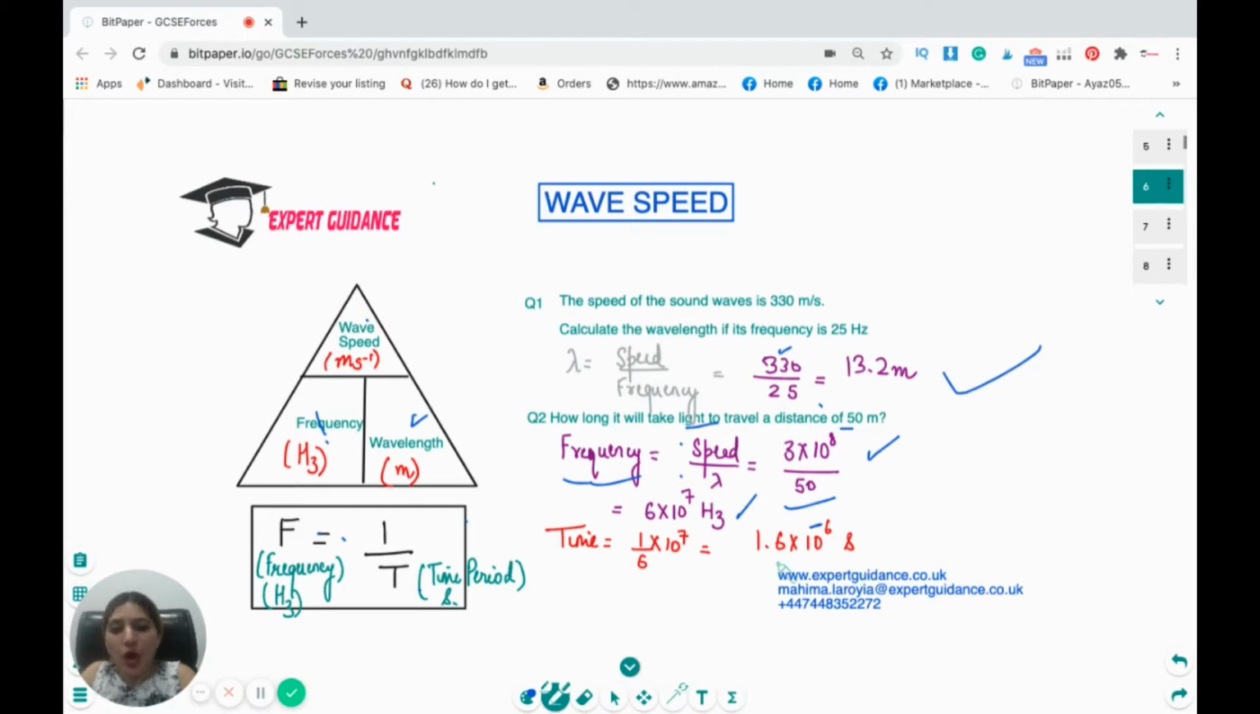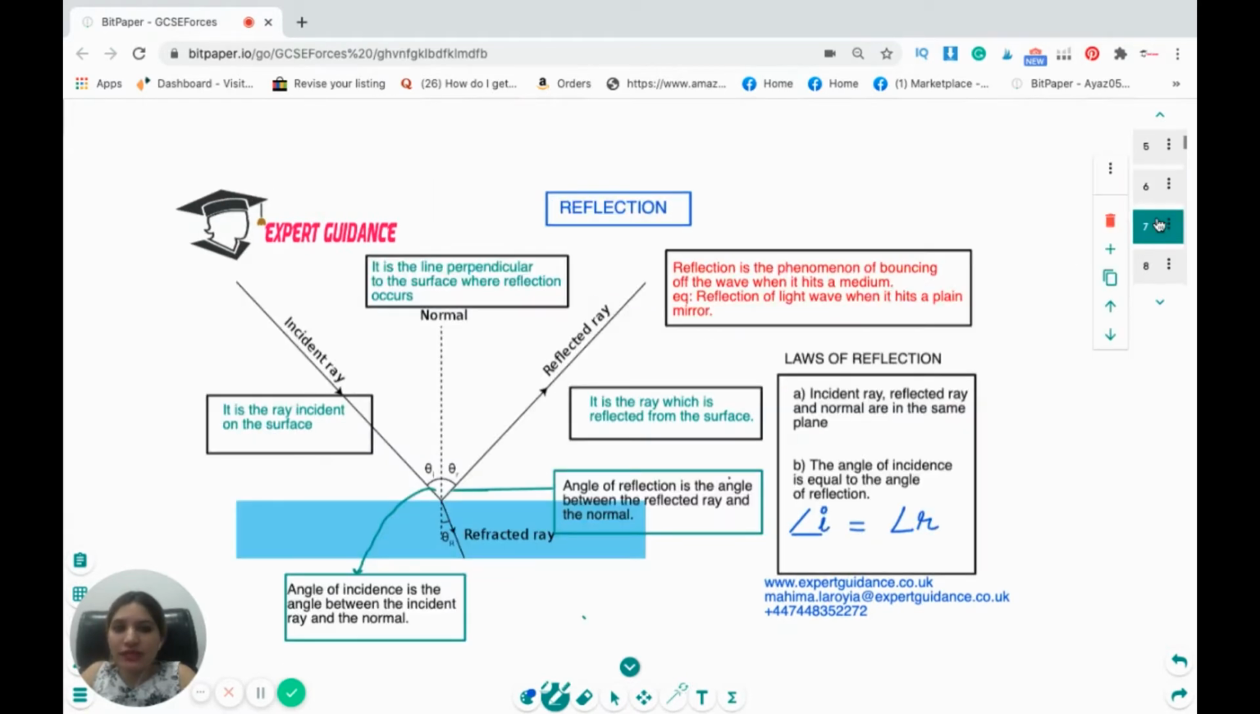Okay, so I hope this formula and how to work out the wave speed and the wavelength is clear to you. Now let's move on to reflection. What is reflection? Reflection of light is the phenomenon of bouncing of the wave when it hits a medium.